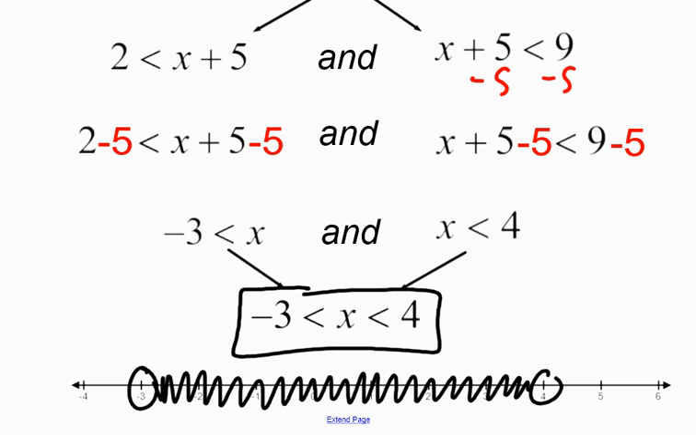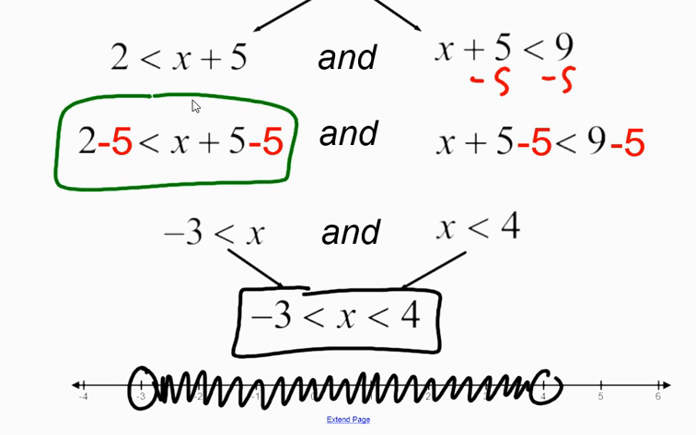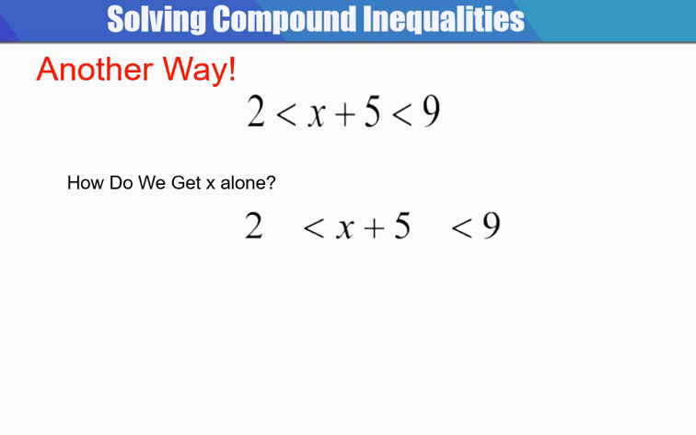But you might have realized I did the exact same step here. I subtracted 5 from both sides when I split it. So why not just do it together? So what do I mean by that? Well, how do I get x alone? In the middle, I would need to subtract 5. So if I subtract it from the middle, I need to do it to the outsides. You've always heard in algebra what you do to one side, you have to do to the other. In a compound and inequality, the two sides are the inside and the outside statement.